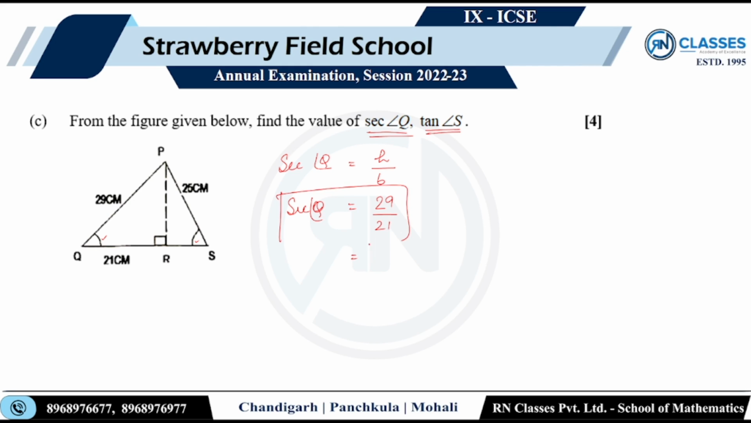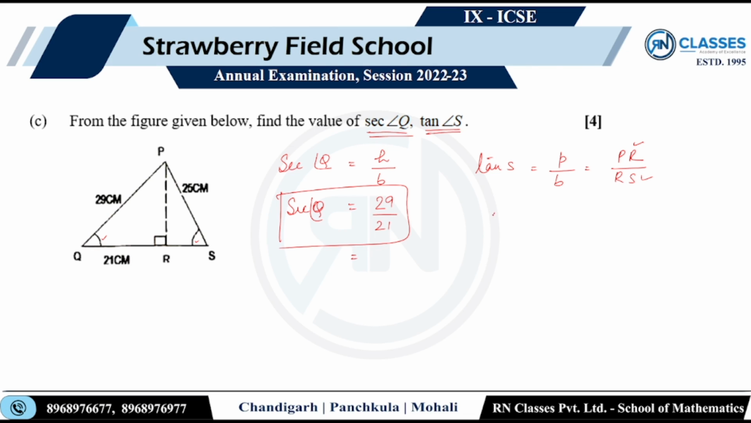Right? ये तो मुझे मिल गया. मेरे को अब tan s चाहिए. Tan s. Tan of s is given by perpendicular by base, which is nothing but PR by RS. ना मेरे पास PR है, ना मेरे पास RS है. ये तो गड़बड़ हो गई. So I have to find it out.